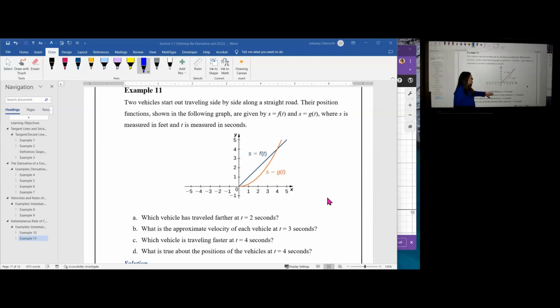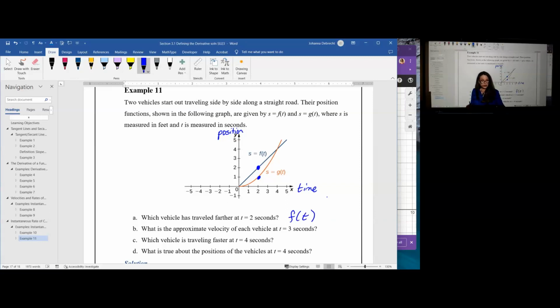Which vehicle has traveled farther at 2 seconds? At 2 seconds, the orange one is here and the blue one is here. At 2 seconds, the blue one has traveled further. Remember that this is position here on the y-axis, the vertical, and this is time here on the horizontal x-axis. So I've traveled further for the blue function, f of t.